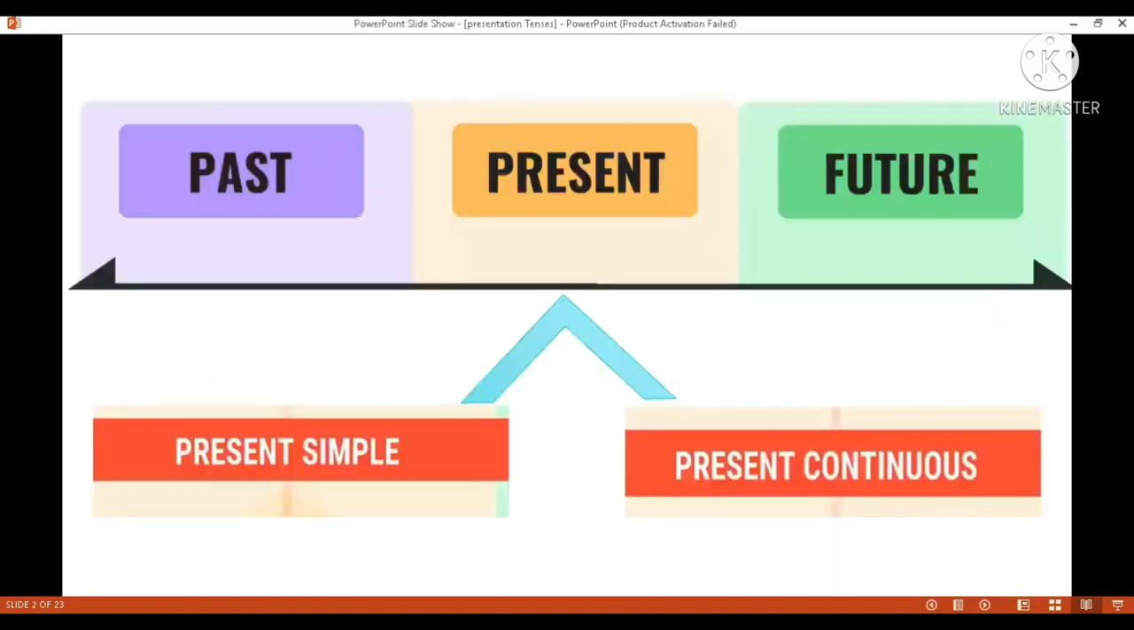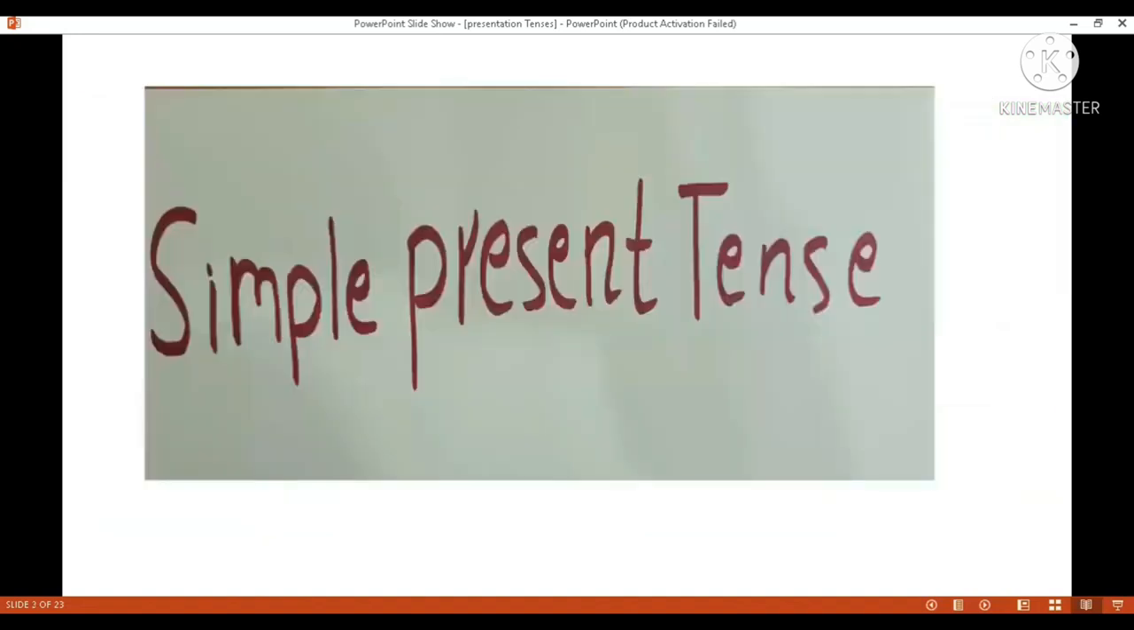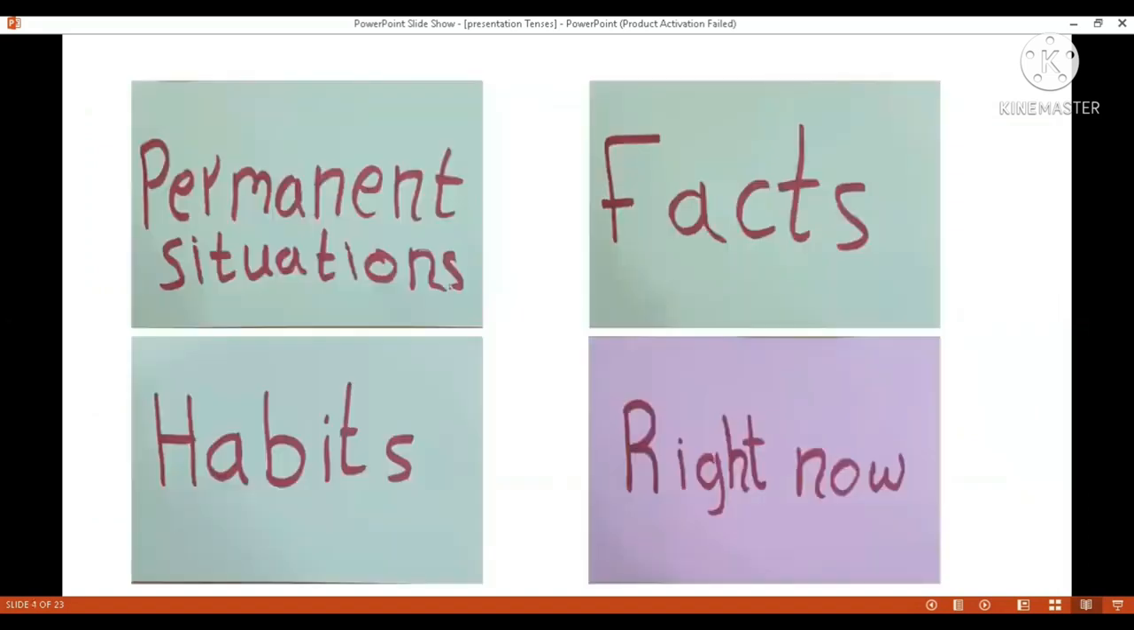Tenses are simply the way we talk about time in English: the past, the present, and the future. So, in this lesson, we are going to talk about the present simple and present continuous. Simple present tense is used to talk about permanent situations and facts, habits, and to express actions that are taking place right now. Let's look at some examples.